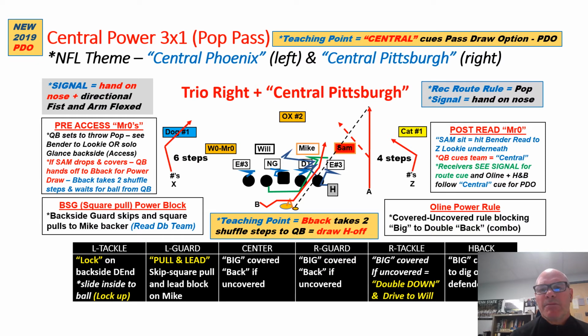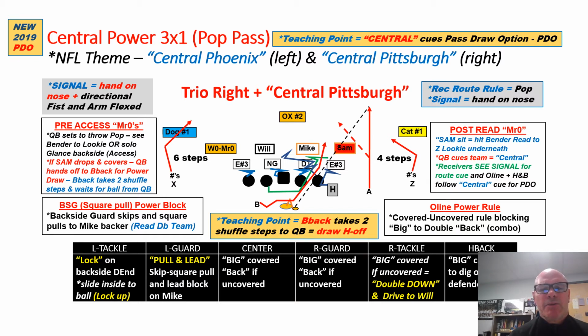All right, our first one is using our power scheme. Again, central Pittsburgh is the verbal call. The signal is going to be hand on the nose, which tells the receivers to run the pop routes and tells everybody we're going to go PDO. Again, the O-line is going to block power just like they always do, and the receivers are running their pop routes.